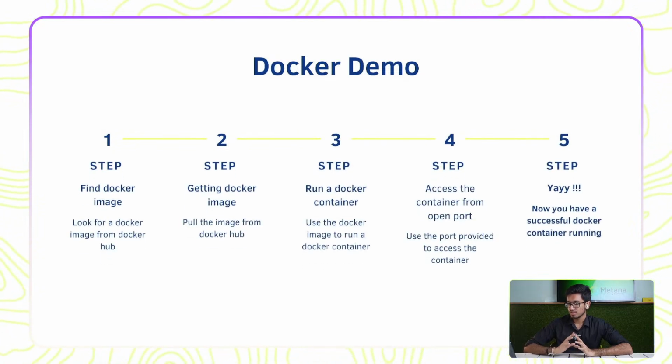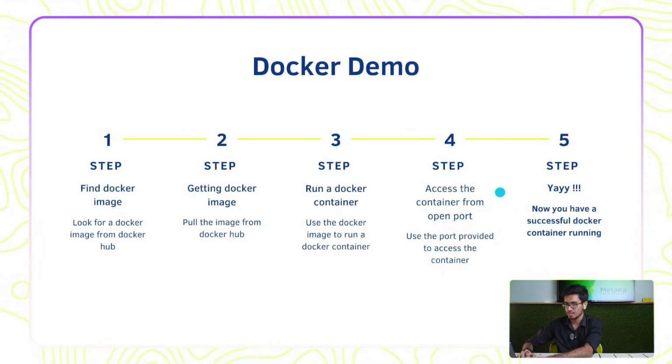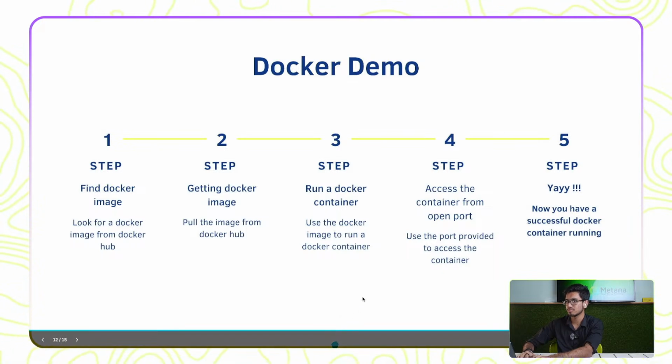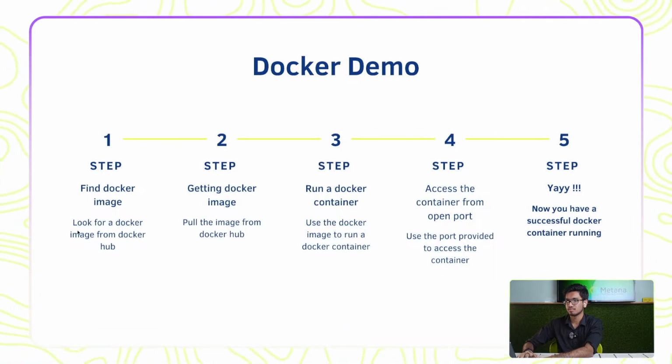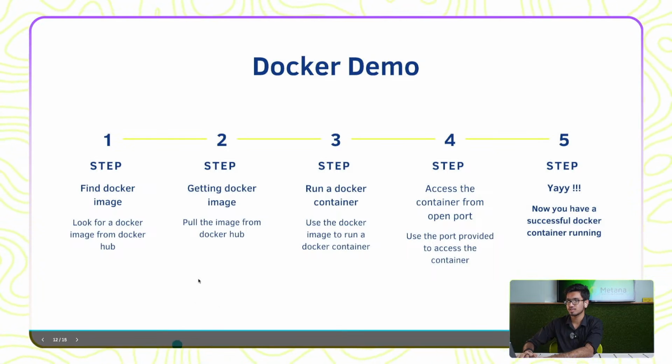So when it comes to Docker, I'll take you through a small demonstration on how to work with Docker. So first of all, we need to find a Docker image. The easiest way for you to find a Docker image is to go to Docker Hub, because as I mentioned, it's quite similar to GitHub. So let me take you across this step.